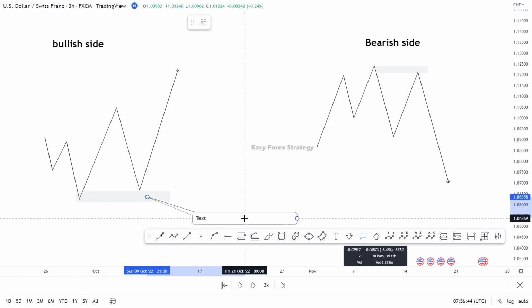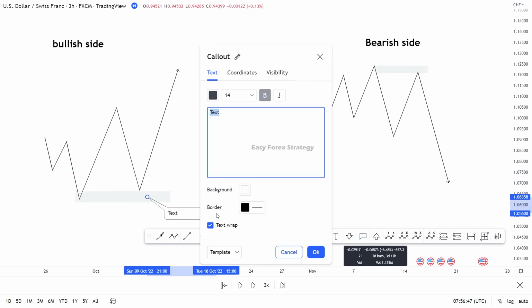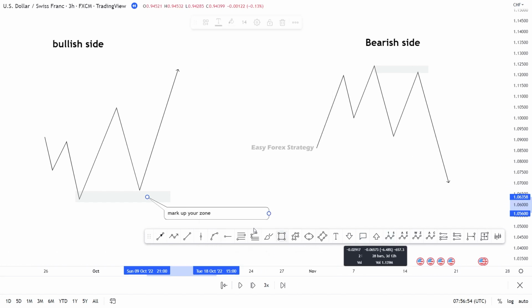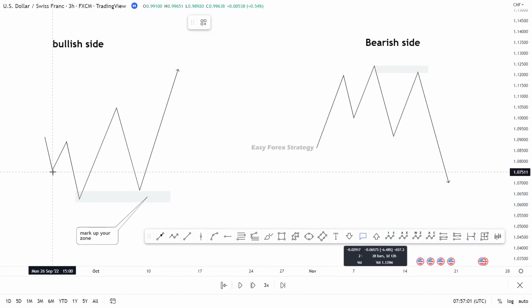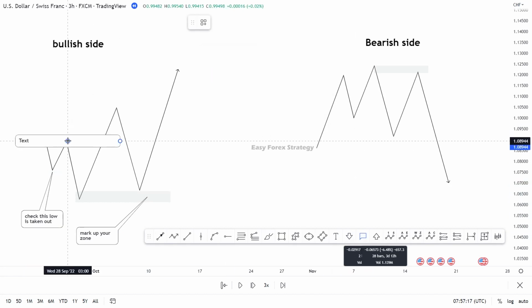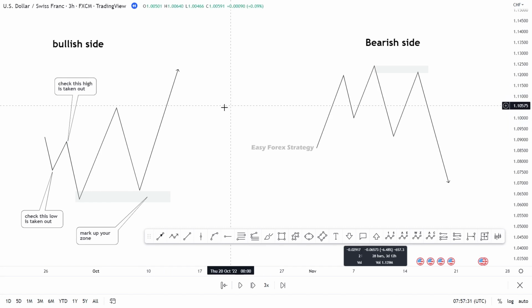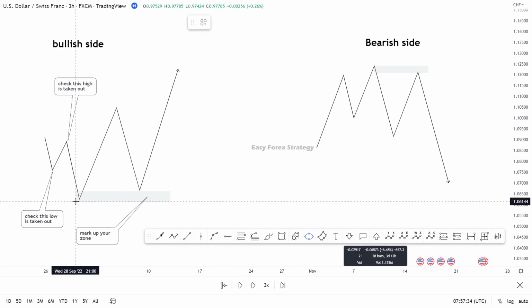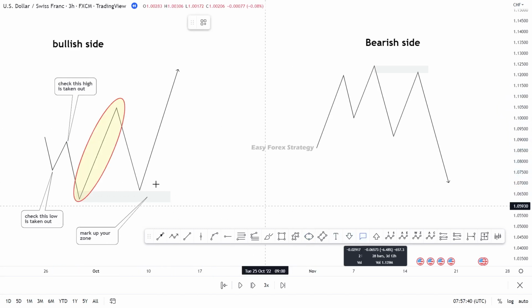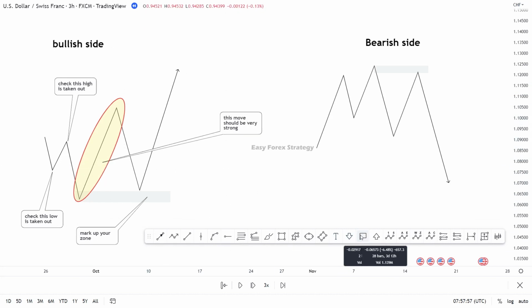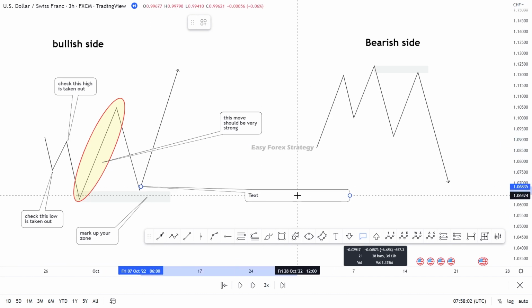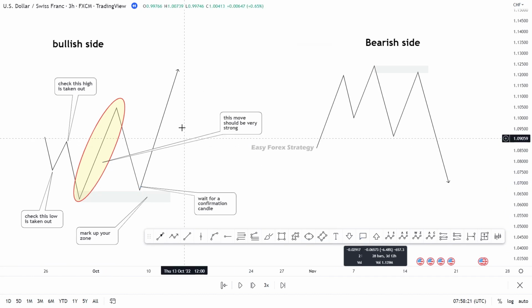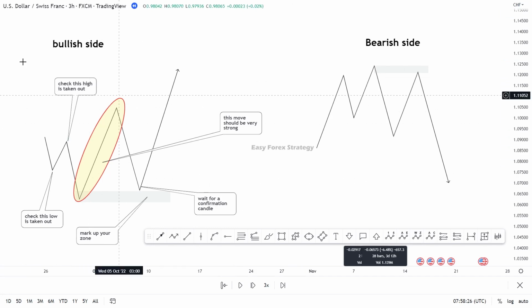The first thing you need to do is mark up your zone around this area. Check if this low is taken out. Also check if this high is taken out, and check if this move here is very aggressive. And before you buy from this area, you need to wait for a confirmation candle. So this is the whole setup. You need to follow these rules.